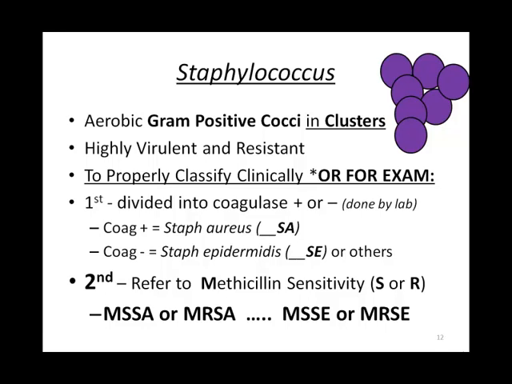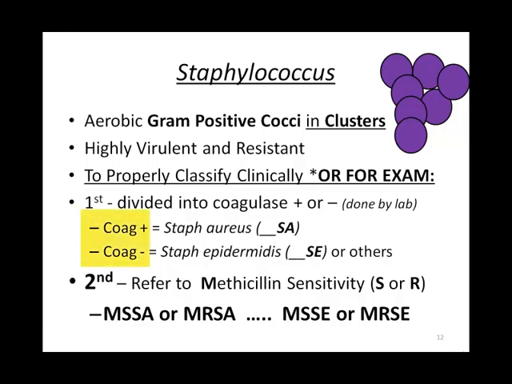And here are some of the specifics on Staphylococcus, with this nice little picture as a reminder for you. It's an aerobic bacteria, so it needs oxygen to survive. And it's always in clusters, as we've talked about. It's highly virulent and highly resistant, and you are all very familiar with what we call MRSA. So how do we classify this bacteria clinically, and how will you need to classify it for the exam?